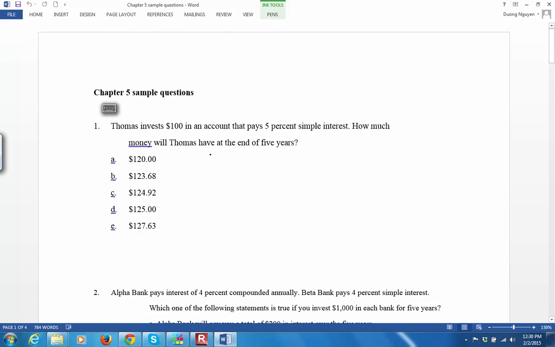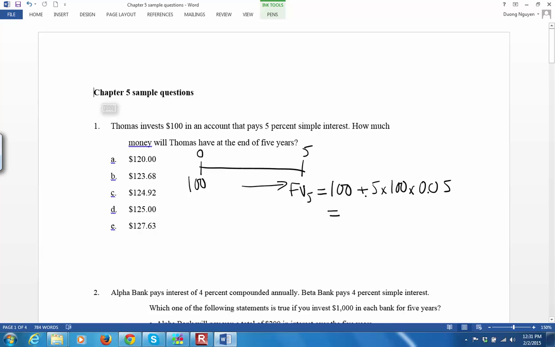Number 1. If Thomas invests $100 in an account that pays 5% simple interest, how much will he have at the end of 5 years? Now remember, if the interest is simple, the interest you earn every year will be based on the original principal only. So if you invest $100 right now, at the end of year 5, the future value will simply equal the original principal plus the interest every year times the number of years. So 5 years times the interest every year, which is $100 times 5%, 0.05, and you will have the answer equal to $125. If the interest is simple, after 5 years you will receive only $125.